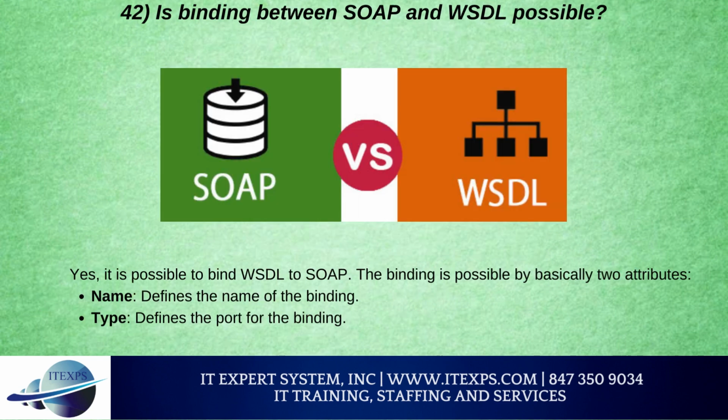Is binding between SOAP and WSDL possible? Answer. Yes, it is possible to bind WSDL to SOAP. The binding is possible by basically 2 attributes. Name. Defines the name of the binding. Type. Defines the port for the binding. For SOAP binding, 2 attributes need to be declared. Transport. Defines the SOAP protocol to be used, i.e. HTTP. Style. This attribute can be RPC or document.